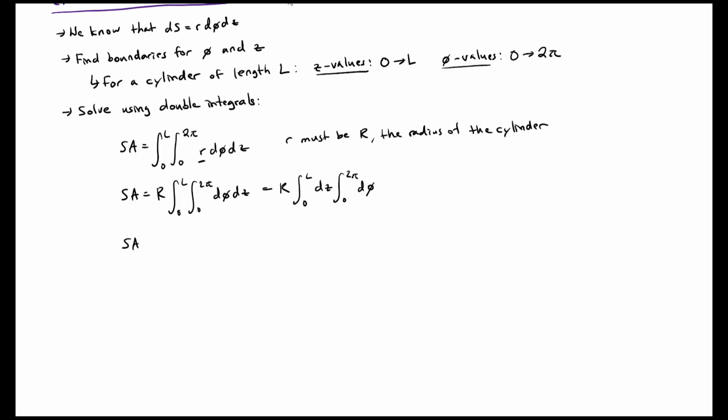That means we have SA is equal to R times, this is simply L minus 0, and then we have 2 pi minus 0, and that is equal to 2 pi RL, and that gives us the surface area of a cylinder.